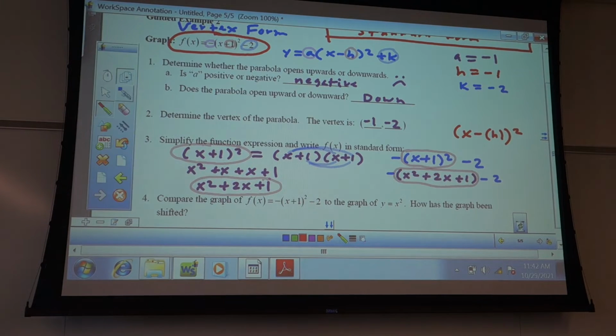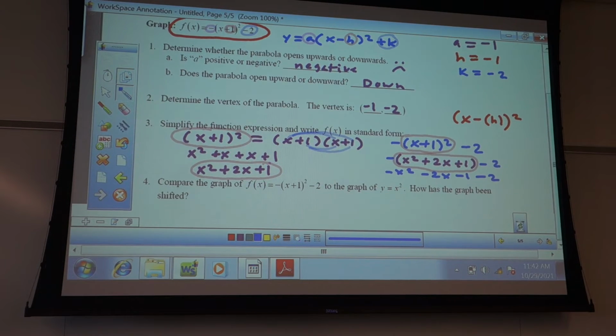So if I do that, everything becomes negative: negative x squared minus 2x minus 1 minus 2. Now, what are my two like terms? Minus 1 and minus 2. Combine your two like terms. I end up with negative x squared minus 2x minus 3. Yep. That is my final answer.